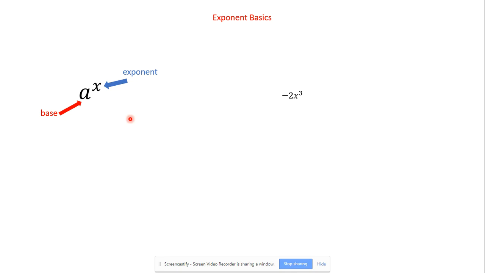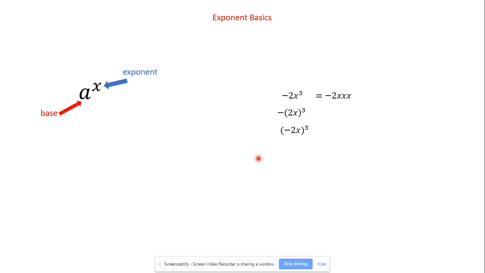In exponents, parentheses matter. Negative 2x cubed, negative 2x cubed, and negative 2x cubed all mean different things. So the placement of these parentheses is important. So when you get a problem like that, you need to be aware. This first one, if we expanded it out, x cubed means x times x times x. So this would be negative 2 times x times x times x. The second one, it's the 2x that's being cubed.